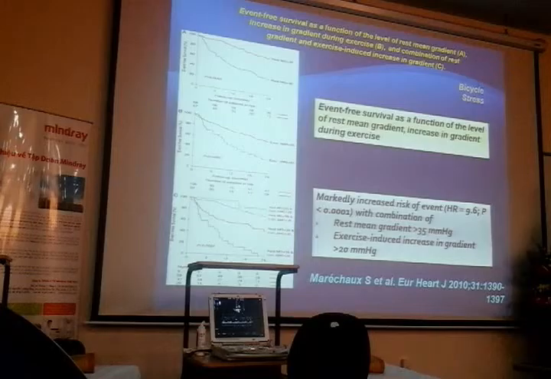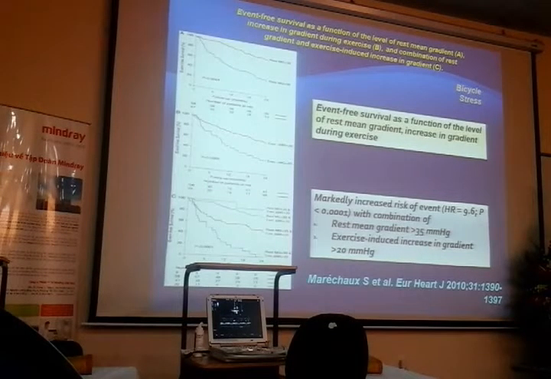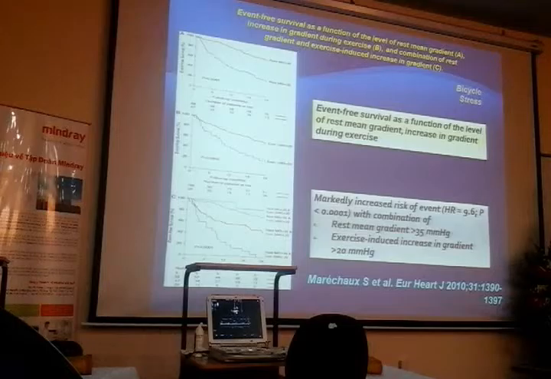In addition, this study by Maréchaux showed that event-free survival was a function also of the resting mean gradient and the increase in the mean gradient. And they showed a significant marked increase in the risk of events with a combination of a high resting mean gradient and an exercise-induced increase in mean gradient of 20 millimeters of mercury.